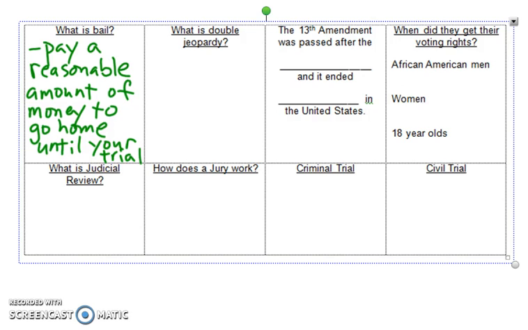If you show up at your trial and you're there when the trial starts, you get your money back. If you skip out on the trial, then they keep your money and they put a warrant out for your arrest. So it's a way to go home and not have to sit in jail until your trial.